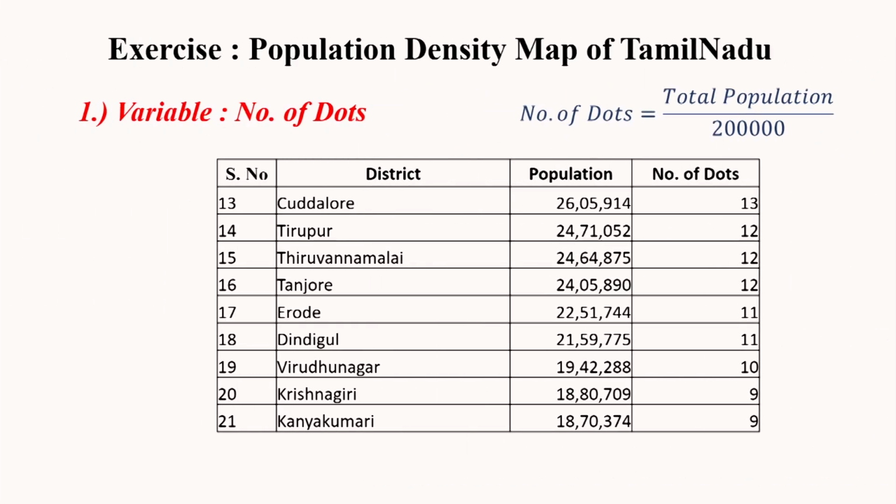So, in this map we just have to calculate one variable, that is the number of dots, and that too the total population value is given. From that we divide by each dot value to get the number of dots. So, for all the districts we have done it. Once we have calculated this, we will plot a few values in the map as well.